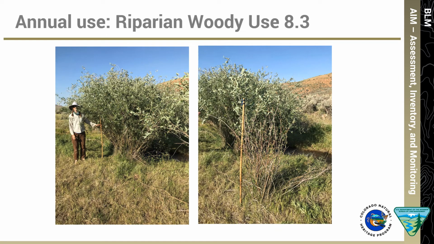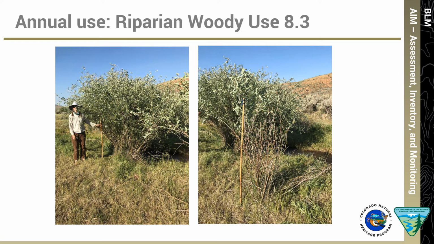Here are some examples of browsed willows, a riparian species. The rod shown in the pictures is 1.5 meters high for scale. In the photo on the left, most of those leaders are below 2 meters, so most of them are available. There is some browse on the lower portion of the willow. You can see leaves missing, so the rating for this individual would be slight or light.